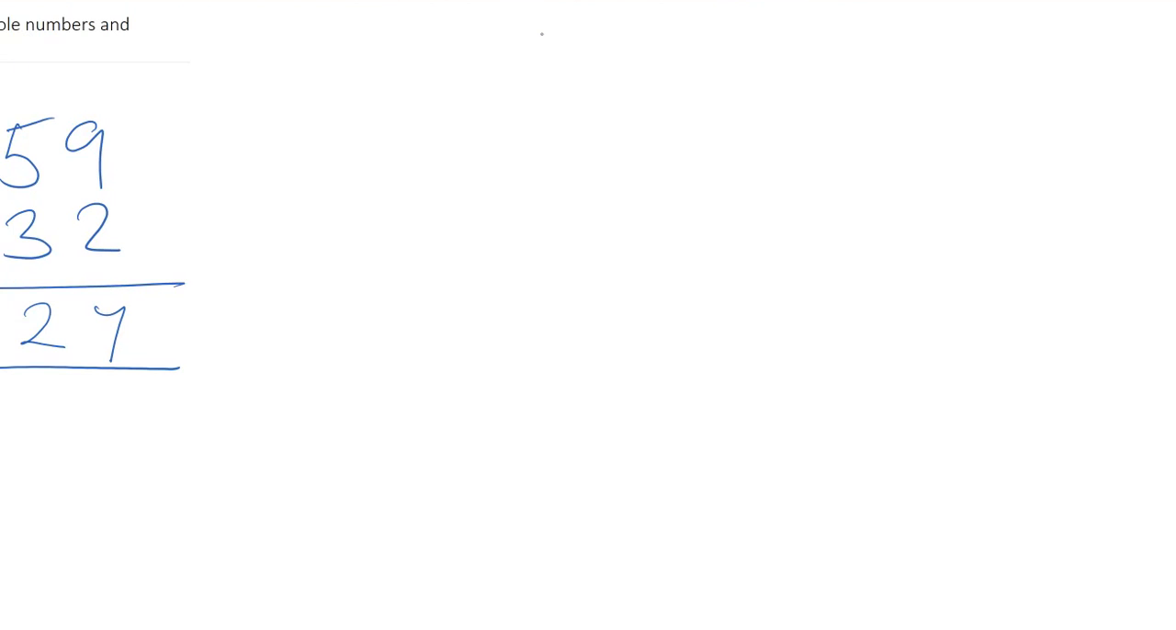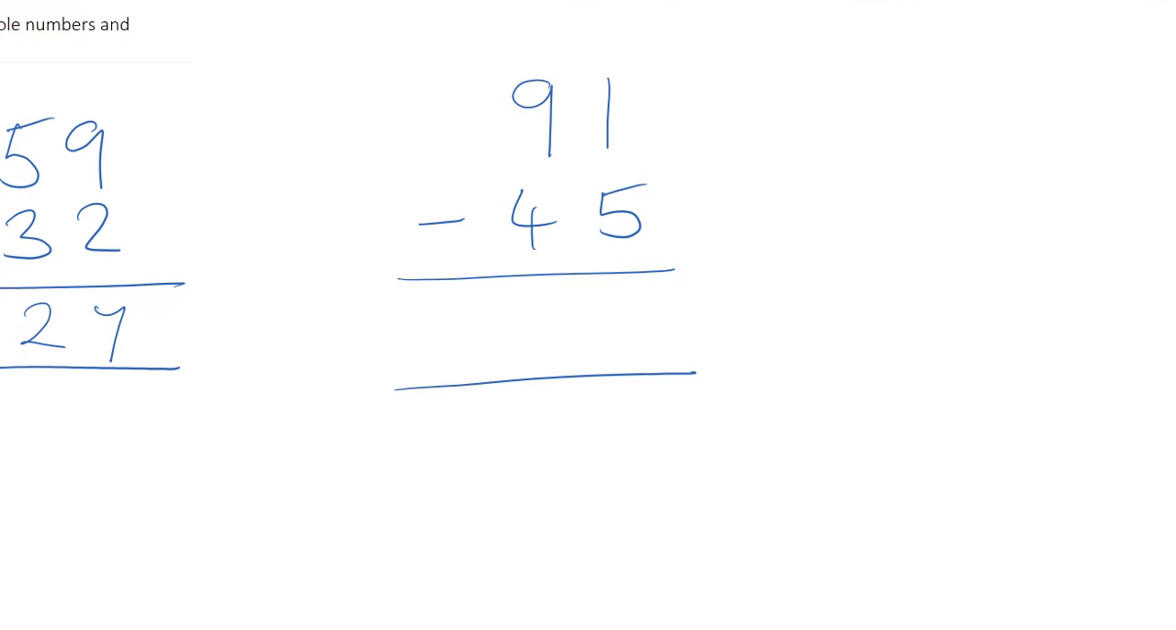So what about if we did 91 take away 45? Okay, now I'm sure many of you can do this in your head, but let's just go through this written method and see if we can make it work. So this time, the problem we have is that 1 take away 5, well, we can't really do. We always want to have the bigger number at the top, right? And 1 is obviously smaller than 5.